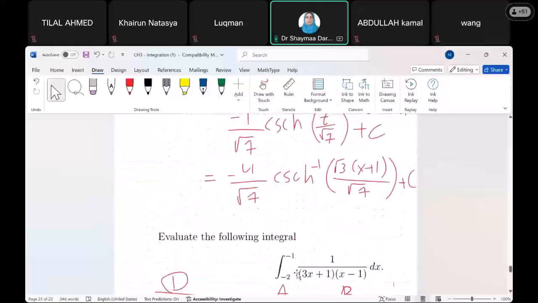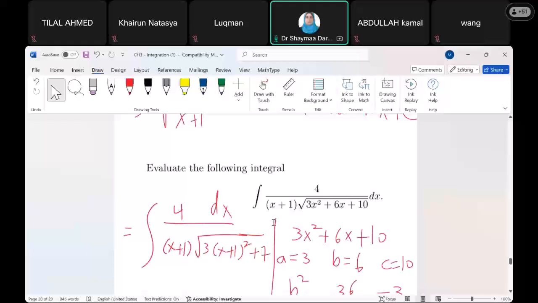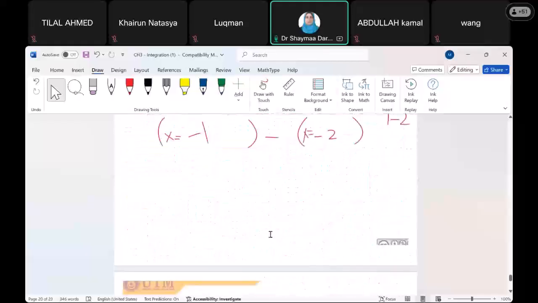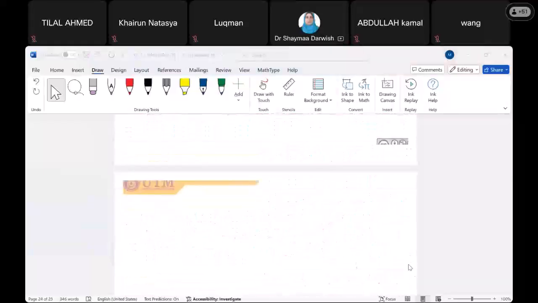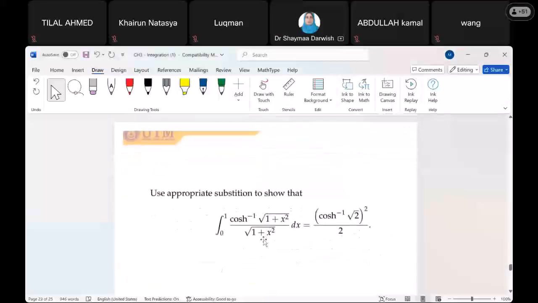Here, be careful. If you have the finite integral, you cannot add plus constant. You have to find the exact value of the integration because this is the finite integral. This one is okay because it is not the finite integral, it is an infinite integral. Okay, another example, also from a previous test. Use appropriate substitution to show that this integration equals this one. This is also one of the previous test questions.